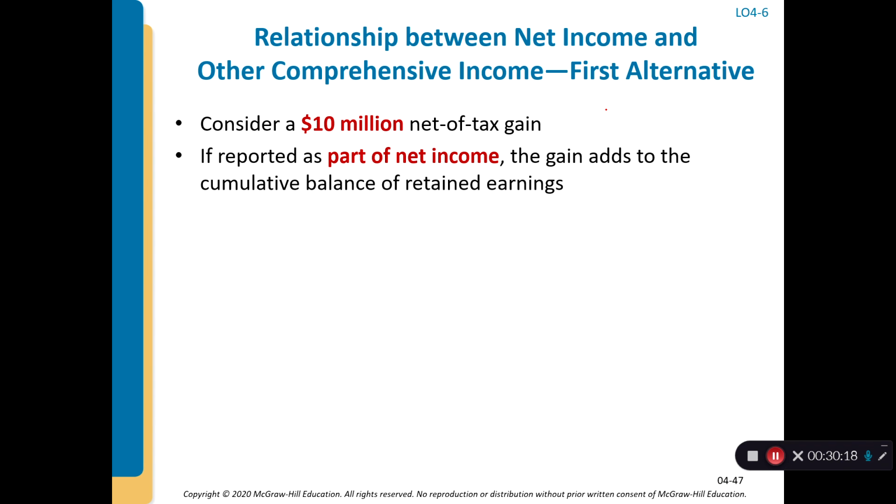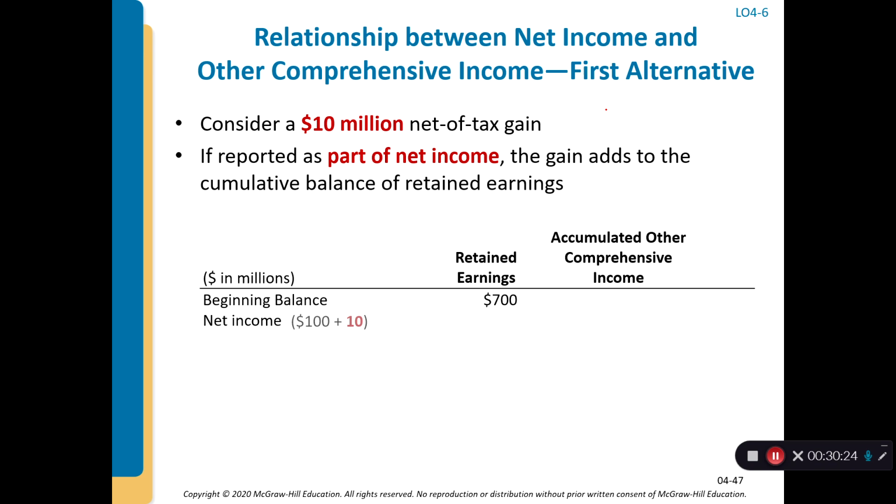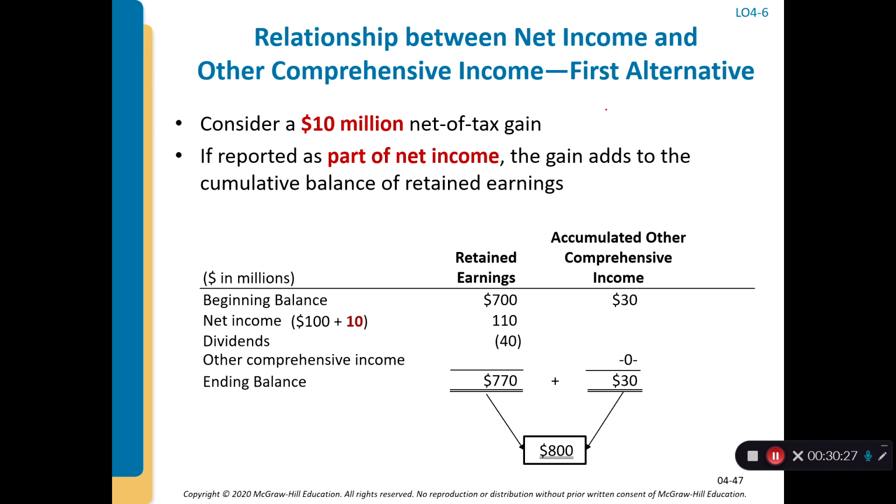Okay, the relationship between net income and other comprehensive income: there's a different way we can understand it. Let's say in the statement of equity, consider there's a 10 million net-of-tax gain from other comprehensive income. If you report it as part of net income, that means your retained earnings are going to become $10 million higher, and your other comprehensive income didn't change, but the total comprehensive income is still 800.